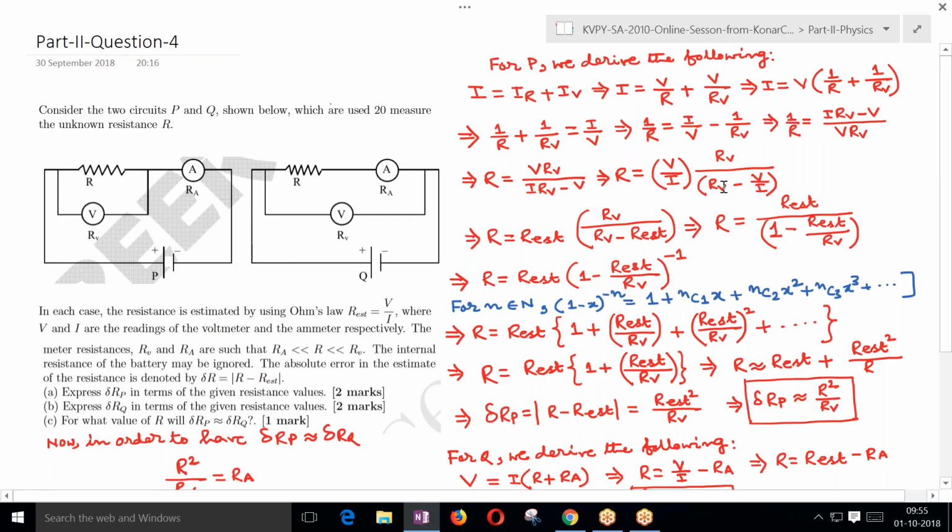Sir, what exactly is IR and IV in the first line? Which one? IR and IV. The current passing through R and the current passing through the V, no? IR and RV. Okay. And the third line from the top, can you explain it again? So 1 by R plus 1 by RV? No, not that. R is equal to VRV by IRV, that. From top, third line, no? I hope you are talking about this line, right? I'm not able to see where you're pointing actually.